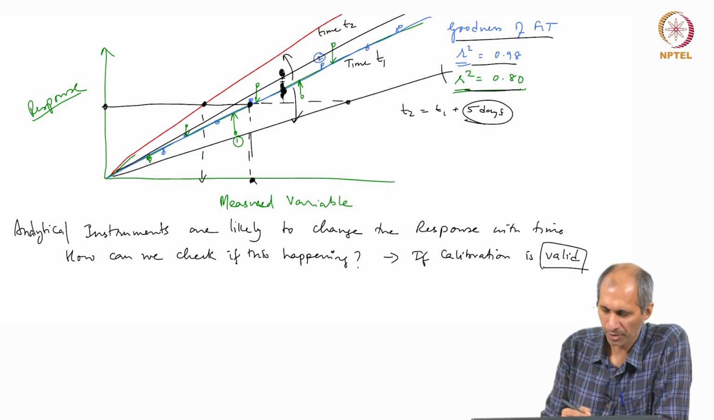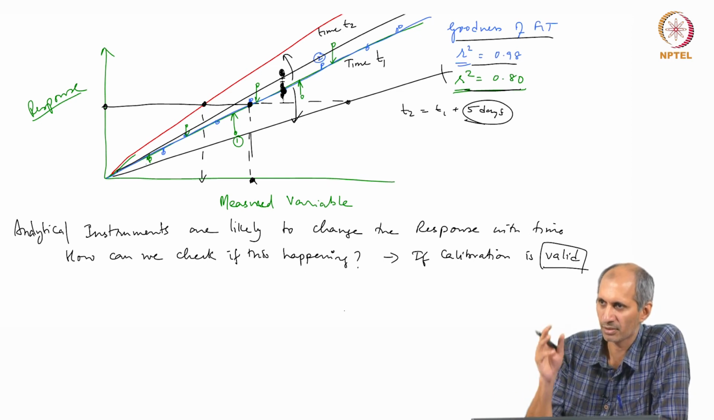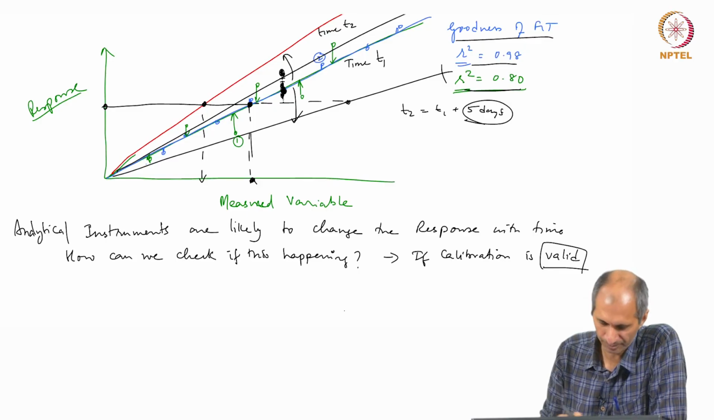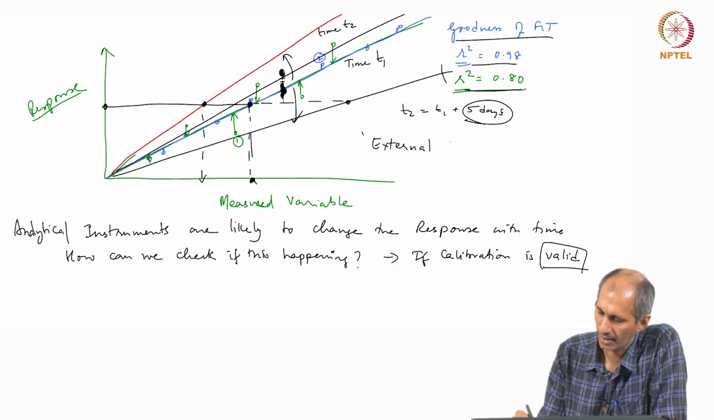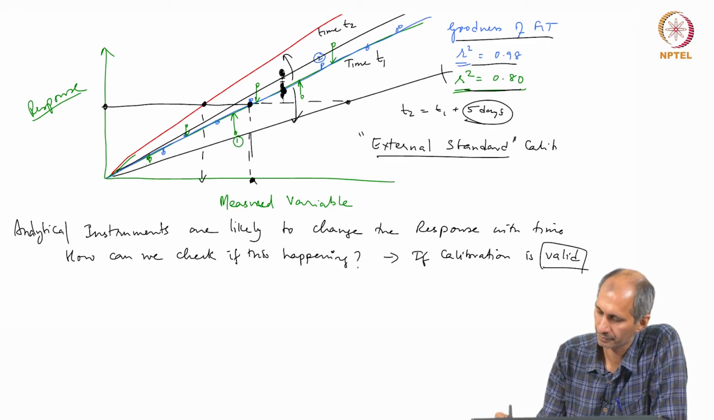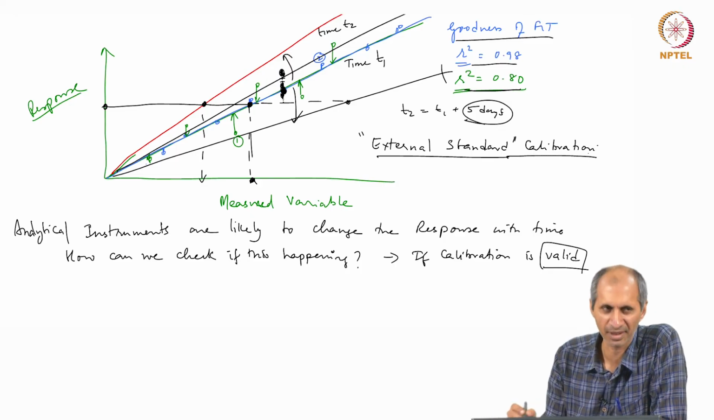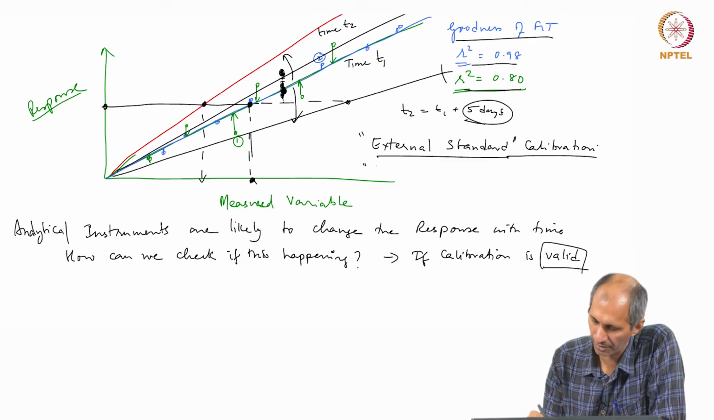Normally, when we are doing this calibration, you obtain standards and you calibrate for the response. This is called external standard calibration. There is something called internal standard calibration. We will talk about it when we get to one of those instruments where it is used later. It is not important right now.